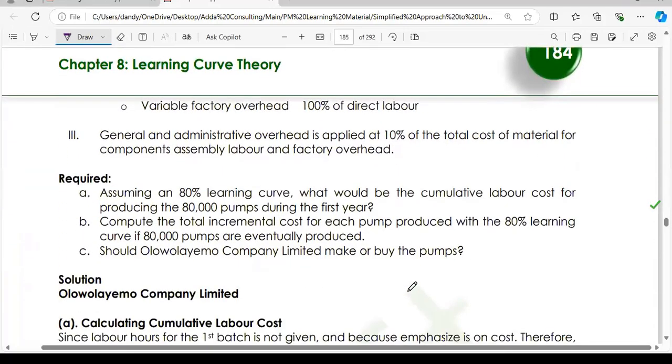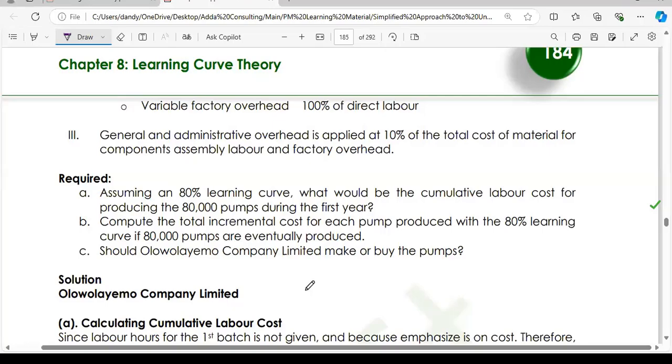Thank you. General and administrative overhead is applied at 10% of the total cost of material for components, assembly labor, and factory overhead. Required: assuming an 80% learning curve, what will be the cumulative labor cost for producing the 80,000 pumps during the first year? Compute the total incremental cost for each pump produced with the 80% learning curve if 80,000 pumps are eventually produced. Then should Ololayemo Company Limited make or buy the pumps?